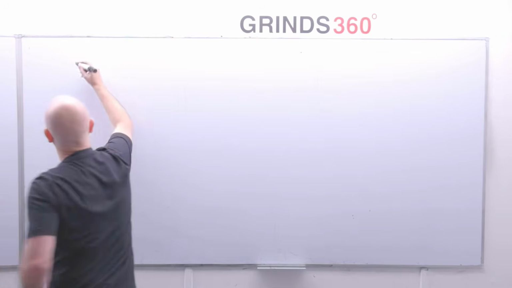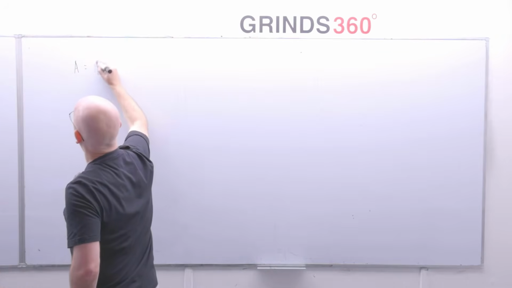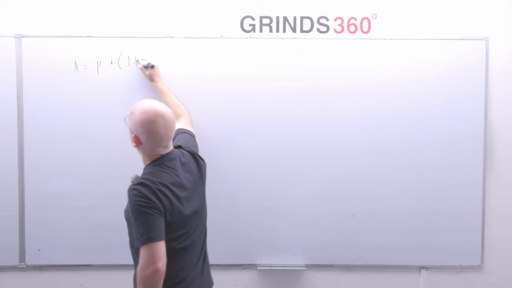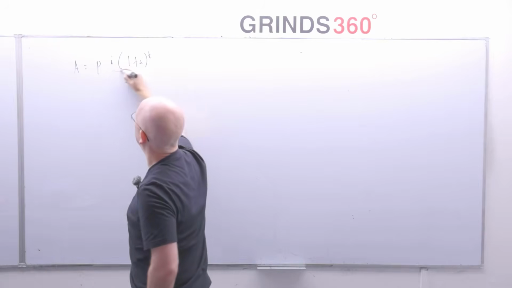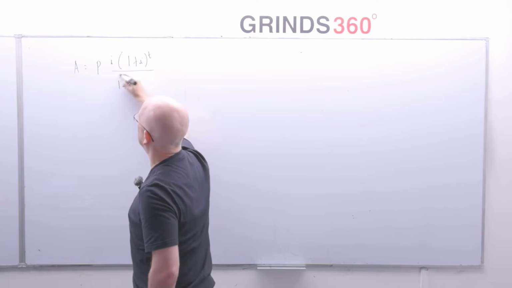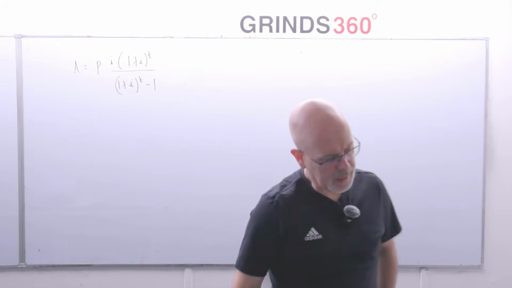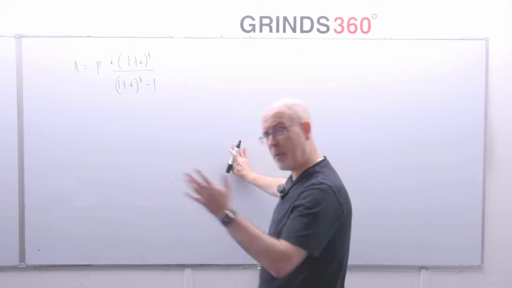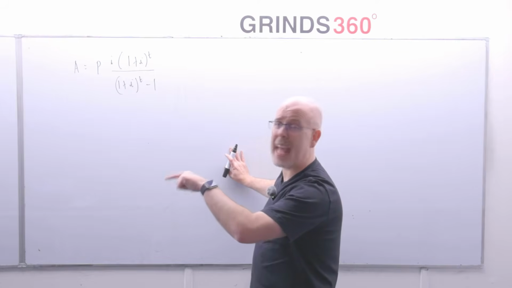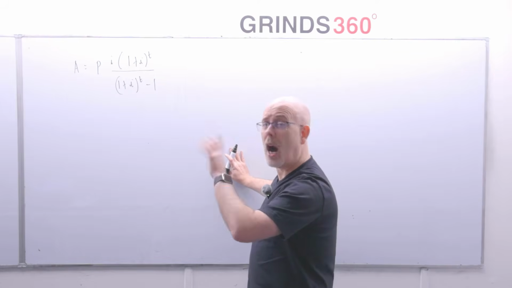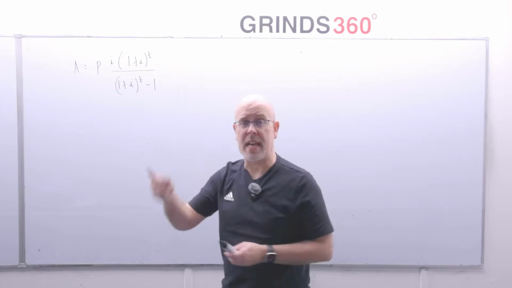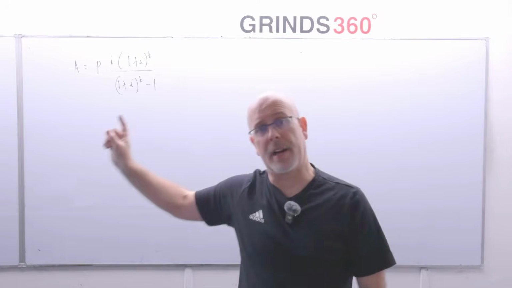So this one here: A is equal to P times I, by 1 plus I to the power of T, over 1 plus I to the power of T minus 1. Now, this will allow me to work out the previous question, the Emily question there. I could have done that calculation in one step using that formula there.